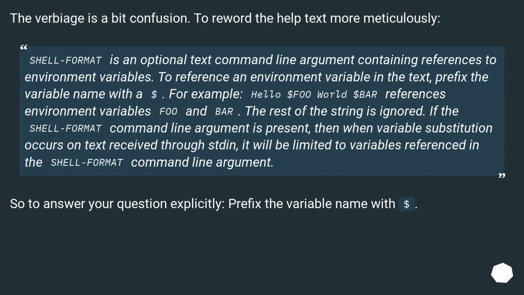The verbiage is a bit confusing. To reword the help text more meticulously: shell format is an optional text command line argument containing references to environment variables. To reference an environment variable in the text, prefix the variable name with a $. For example, hello $foo world $bar references environment variables foo and bar. The rest of the string is ignored.